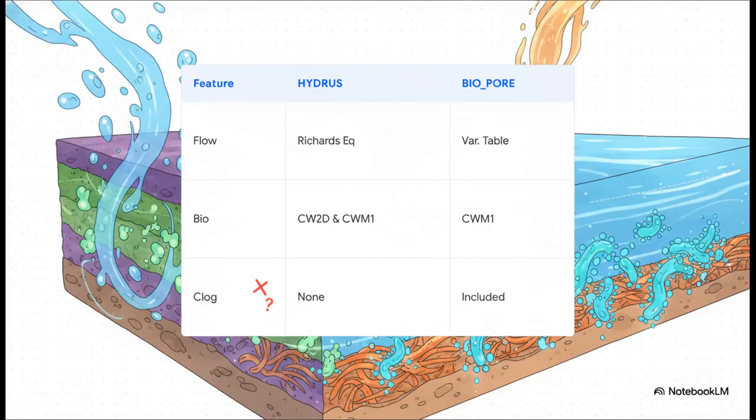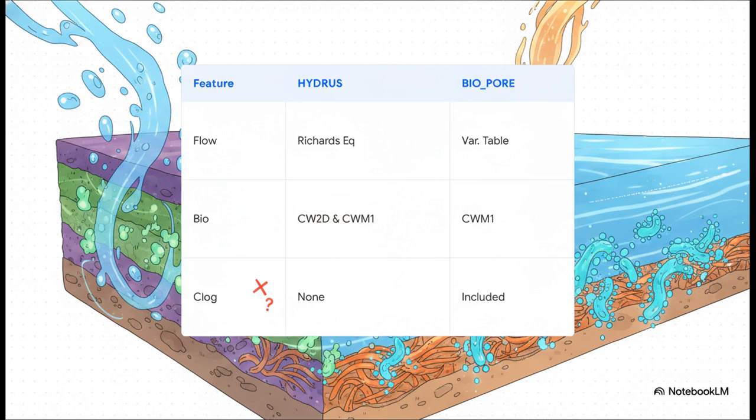Let's actually put the 2 most advanced simulation tools available today head-to-head, the Hydrus Wetlands module and BIO_POR. If we look at the flow model row right here, Hydrus utilizes the Richards equation, which makes it incredibly adept at handling variably saturated flow. That is perfect for vertical flow wetlands that are loaded intermittently. BIO_POR, on the other hand, deals with saturated flow using a variable water table, which is commonly used for horizontal flow. Now, for their biokinetic models, Hydrus can run both CW2D and CWM1, while BIO_POR uses just CWM1.